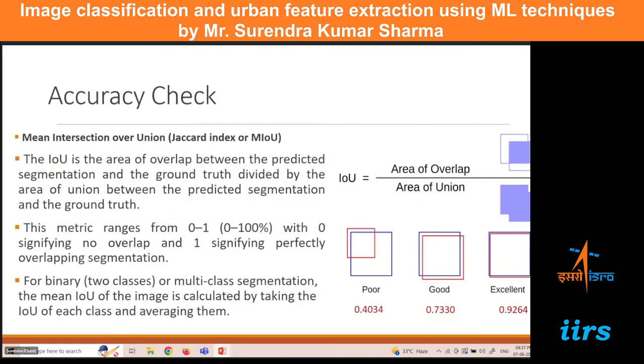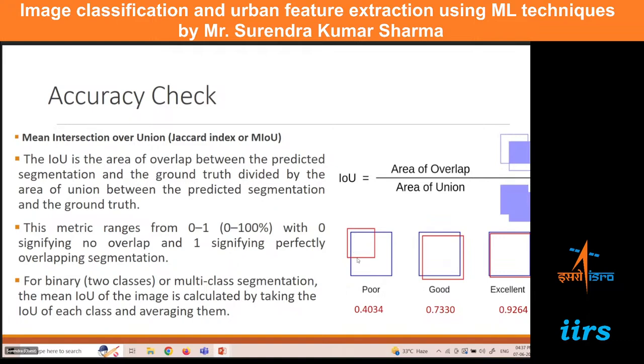Then for accuracy check, we used intersection over union. Intersection over union is nothing but the ratio of the area of overlap divided by the area of union. For example, this is the ground truth or label, and this is the predicted one. We overlay these, and we see the area of overlap between the two, divided by the union. This is how the accuracy is checked.